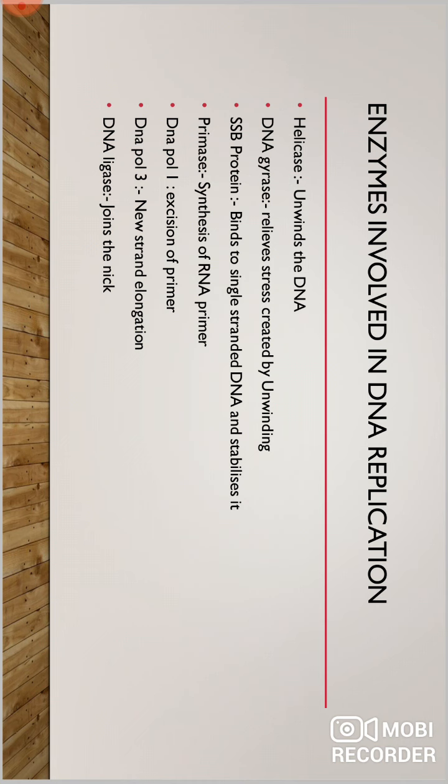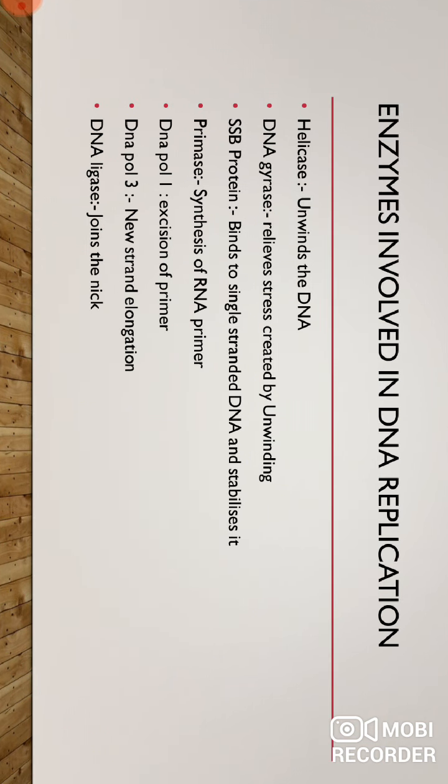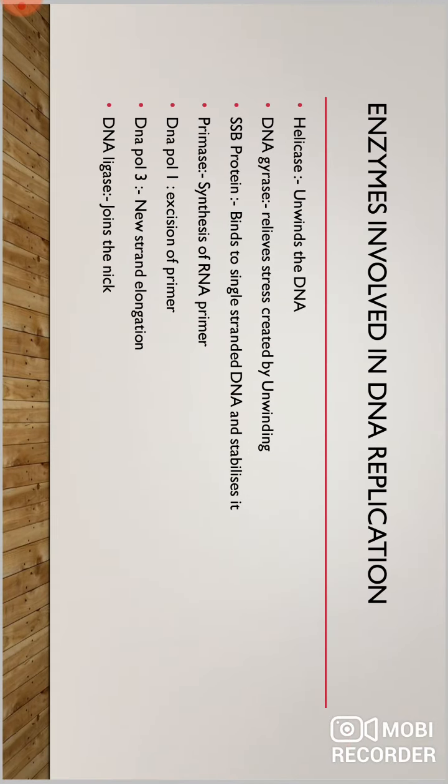And primase is the enzyme involved in the synthesis of RNA primer. RNA primer is an important unit in the DNA. DNA polymerase 1 plays an important role in excision of primer, and DNA pol 2 is there, but it is a very slow process, and I have not included it here. DNA polymerase 3 does new strand elongation, and DNA ligase joins the nick.